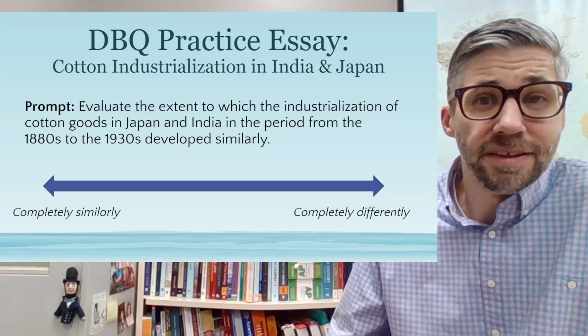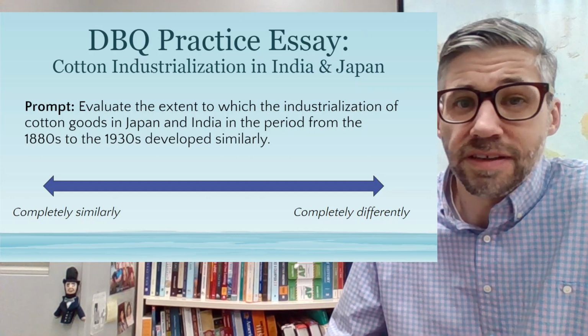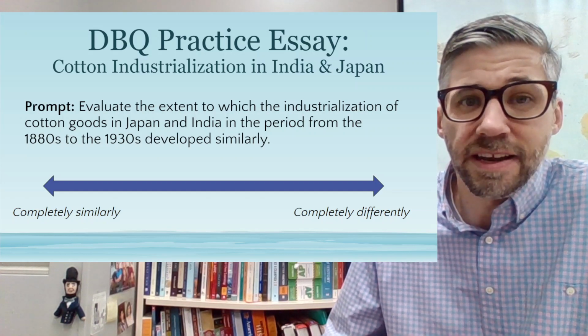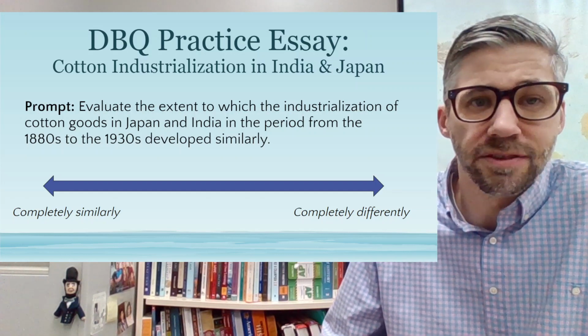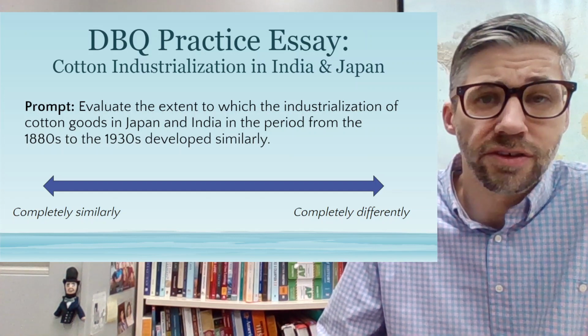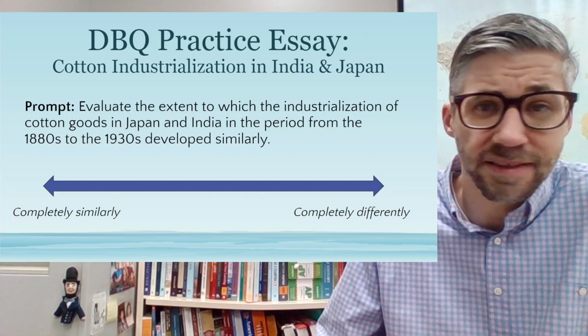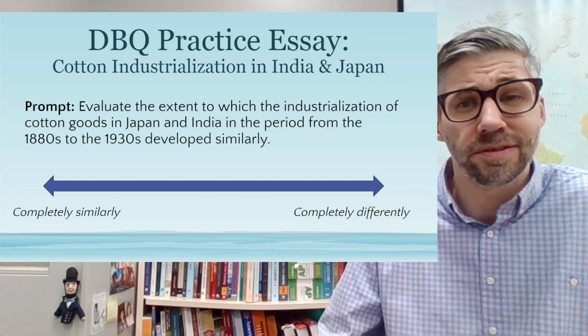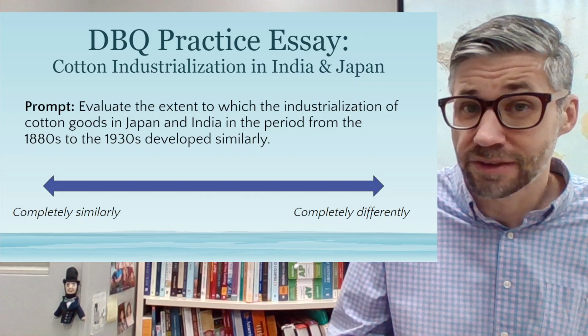So there's our documents. There's our DBQ. Evaluate the extent to which the industrialization of cotton goods in Japan and India in the period from the 1880s to the 1930s developed similarly. Is this a story of 2 places where the industrialization of cotton goods is happening in the exact same manner, form, and fashion? Or is this a story where it's just really happening totally differently?